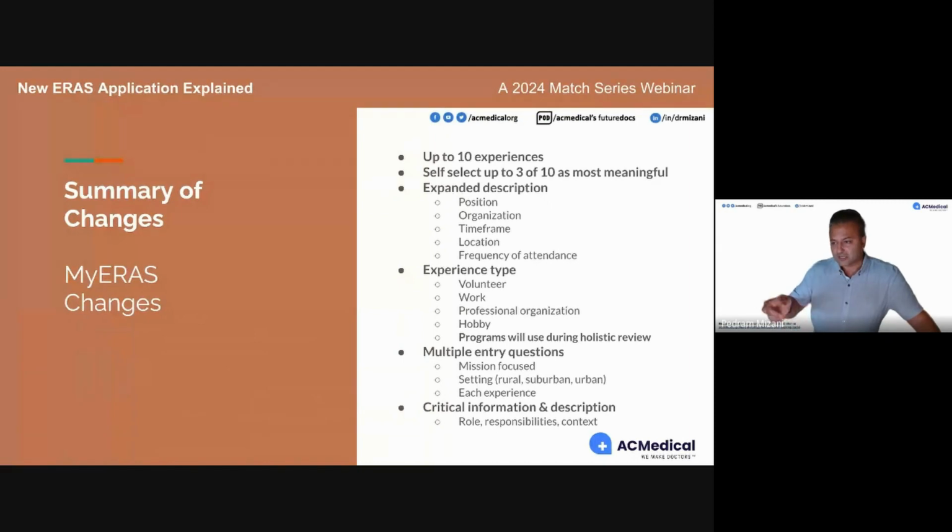Experience type, whether it was a hobby, whether it was part of a professional organization, and this is very explicitly mentioned, programs are going to use that for their holistic review. So you better pay attention to this. Maybe a program is concerned about how you manage your stress, so maybe they want to know about your hobbies. But I think having a nice balance between all of this is going to be pretty important.